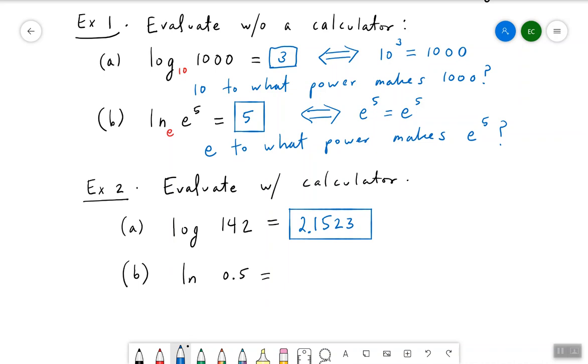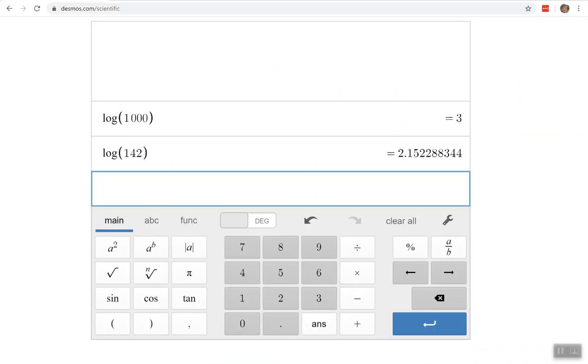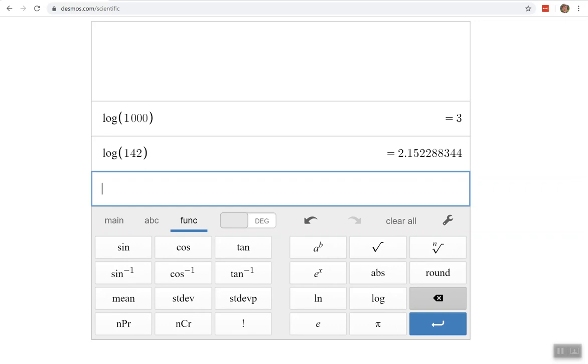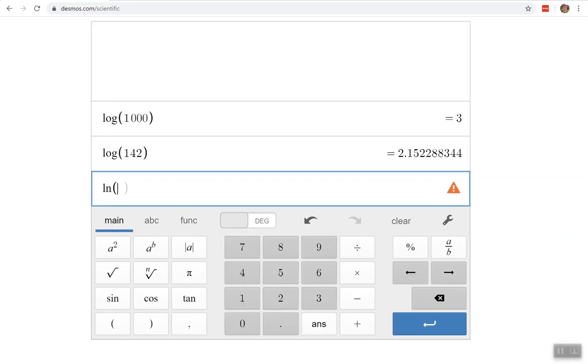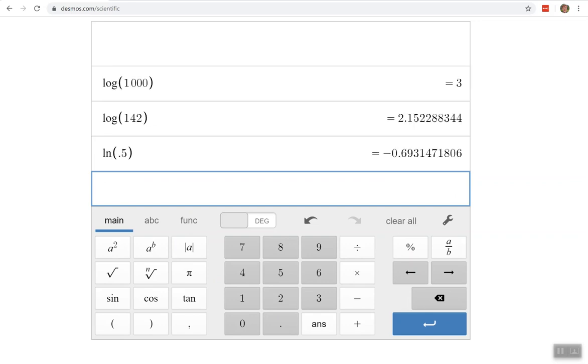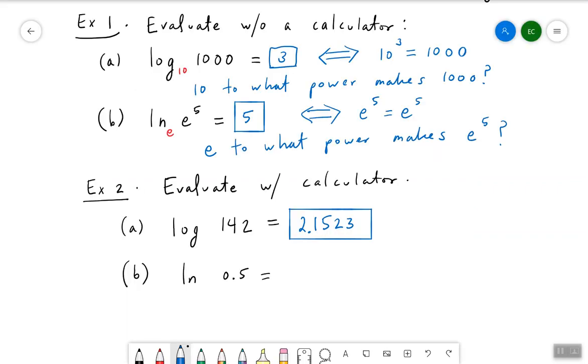Okay, so let's go ahead and go back to the calculator and let's type in the natural log of 0.5. Natural log of 0.5. And the answer is negative 0.6931. Again, I'm rounding to 4 decimal places. It doesn't really matter. Negative 0.6931.